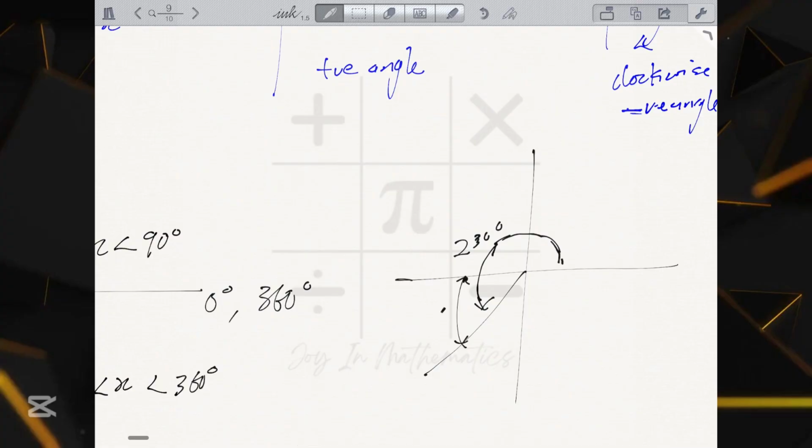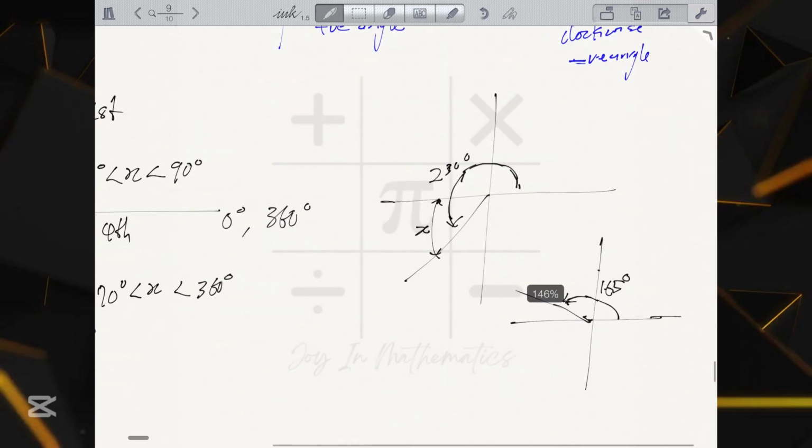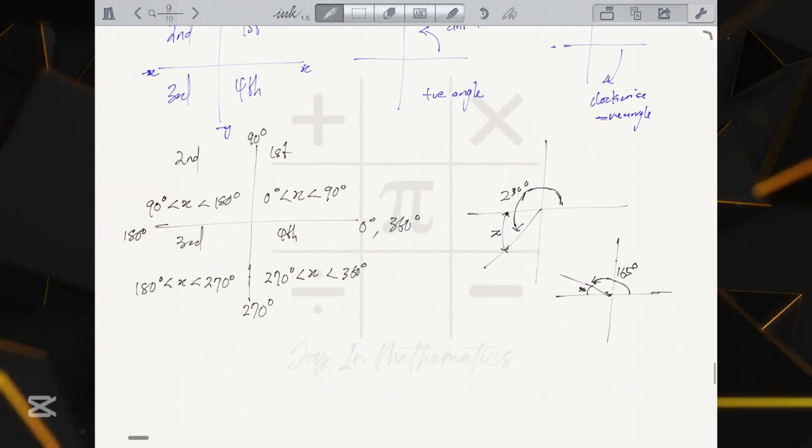Let's call this theta, or maybe x. Or let's take for instance an angle of 165 degrees starting from the positive x-axis. 165 degrees is in the second quadrant because it is greater than 90 but less than 180 degrees. We want to look for the relative acute angle x. So we will be taking a look at this by quadrants.